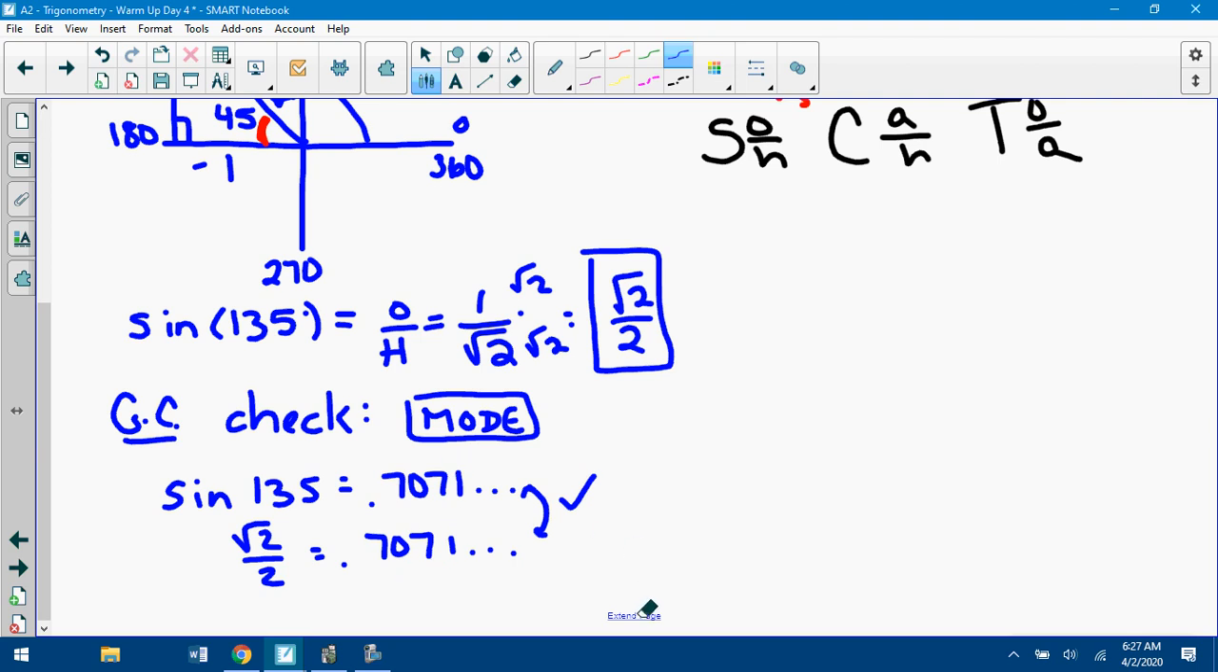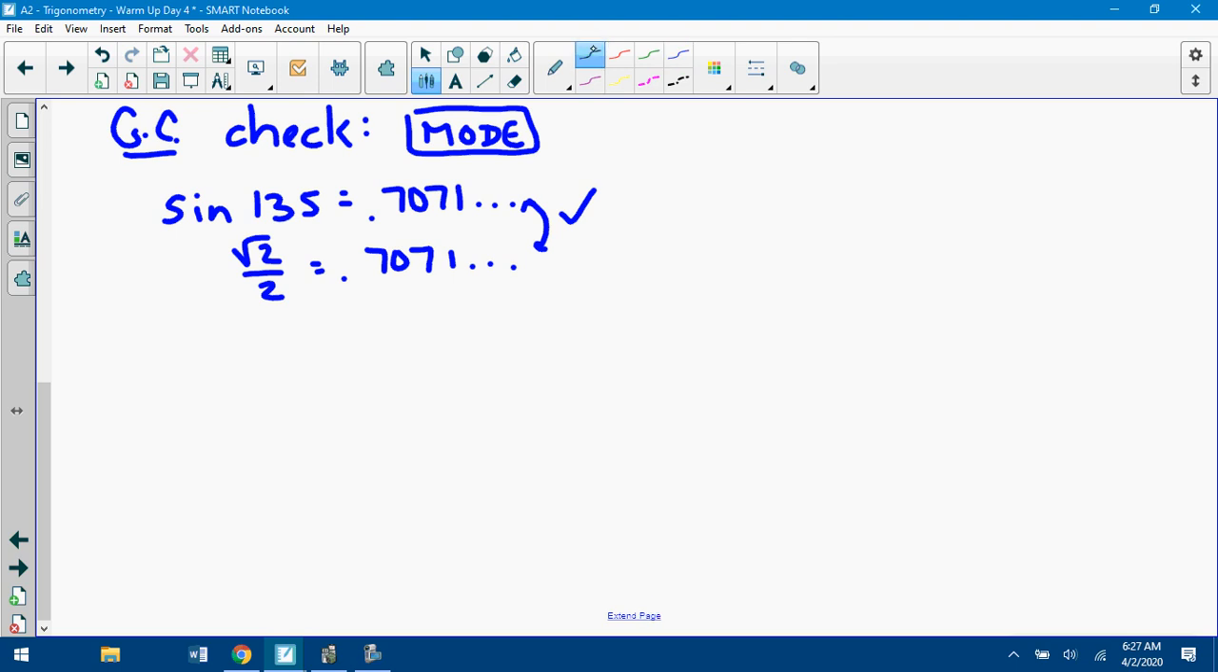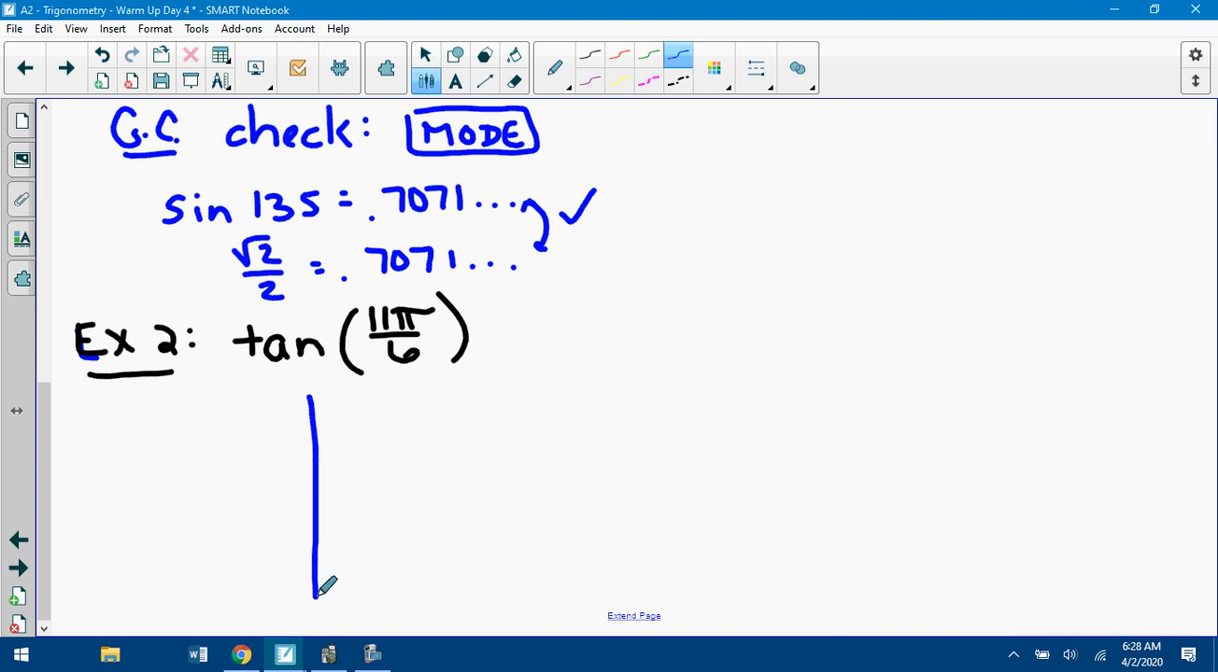Okay, let's do another example. Example 2. We're going to do tangent of 11 pi over 6. Draw it out. So 0, pi over 2, pi, 3 pi over 2, and 2 pi, because we're in radians this time.